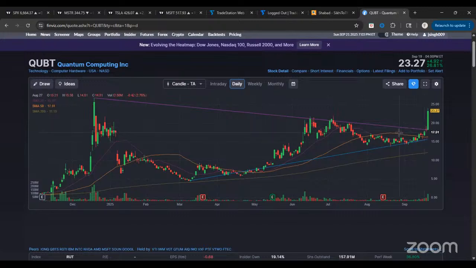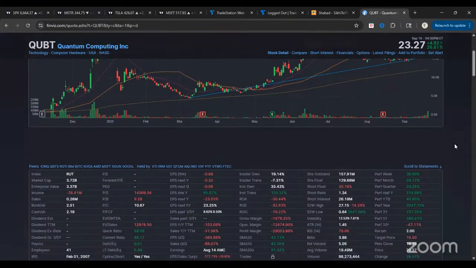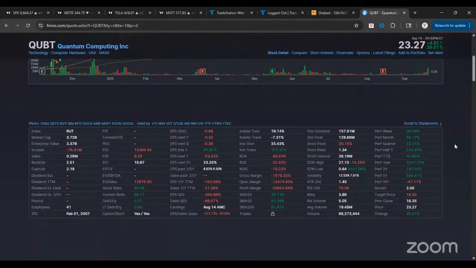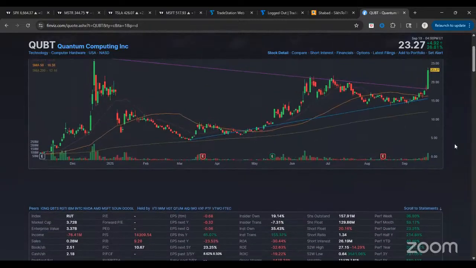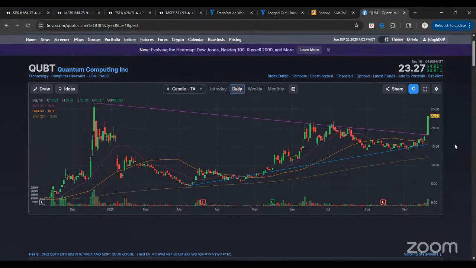It's actually closing. Finviz actually gives you a little bit of charting tools. So this purple line is the trend line, and on Friday, this bullish candle closed above this trend line in a major way. So yes, although the fundamentals are still not there, the chart is telling you something is going on with this stock.